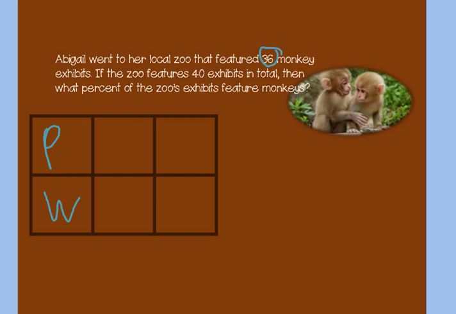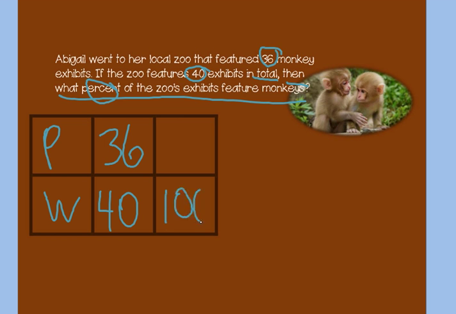This says Abigail went to her local zoo that featured 36 monkey exhibits. If the zoo features 40 exhibits in total, we know that 40 is the total amount or the whole number of exhibits, and the monkey exhibits are just a part. We'll put those numbers across from part and whole. Our question is then, what percent of the zoo's exhibits features monkeys? So we know that the 100 always goes on the bottom because it's always the whole. So we're looking for the percent that goes right there.